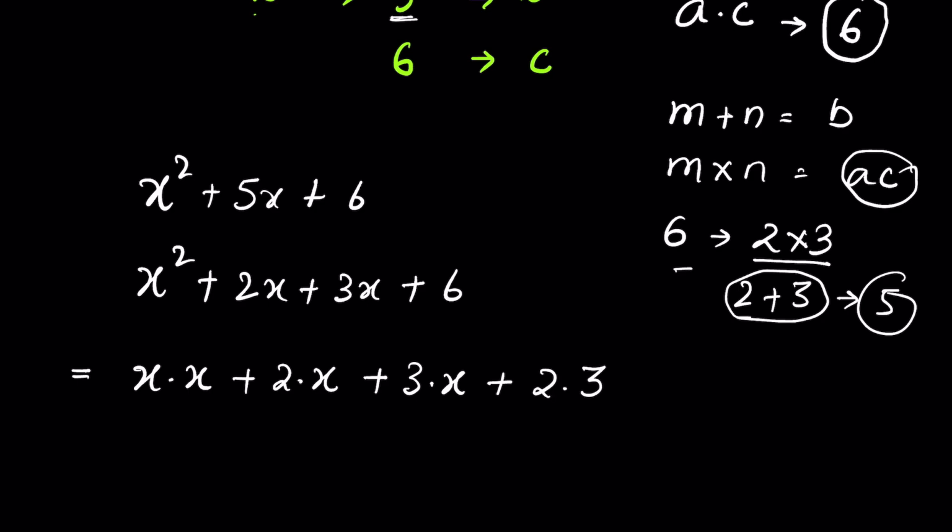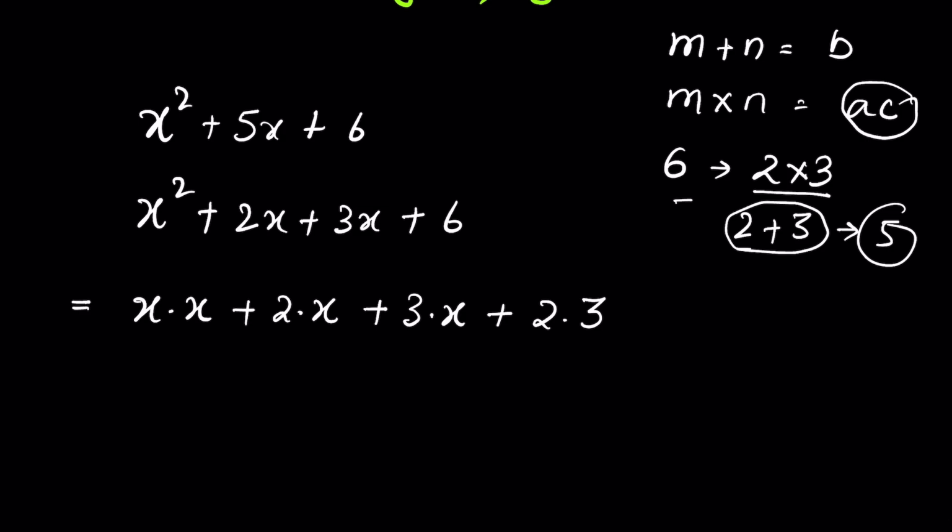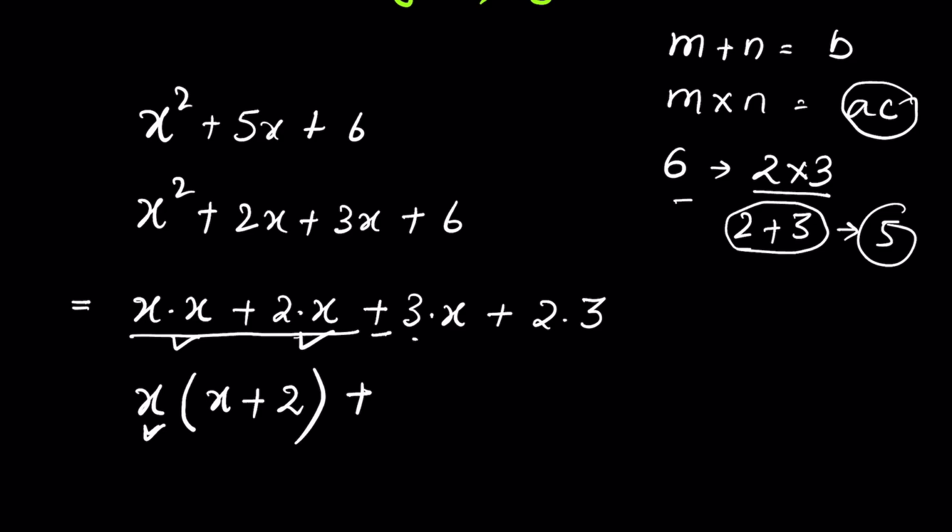We are writing like this so we can understand how to take common. Now in these two terms, x is common, so we write x outside the parenthesis and then take x times x divided by x will be x, then plus 2 times x divided by x will be 2. So write 2 here, then write plus. Now in these two terms, you see 3 is common. So write 3 here, and then 3 times x divided by 3 is equal to x, plus 2 times 3 divided by 3 will be 2.